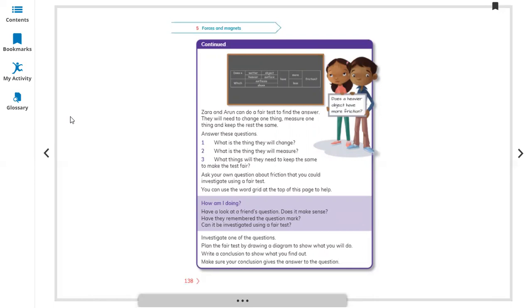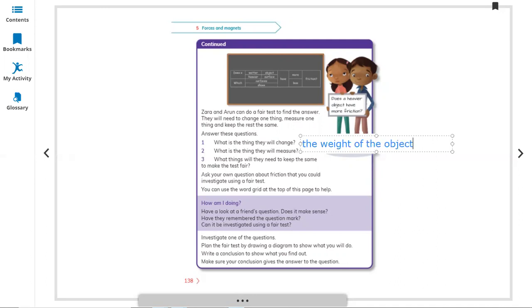So, what is the thing they will change? Obviously, they are doing an experiment about weight, so they just change the weight of the object. They are using objects with different weights. So you can write here: the weight of the object.